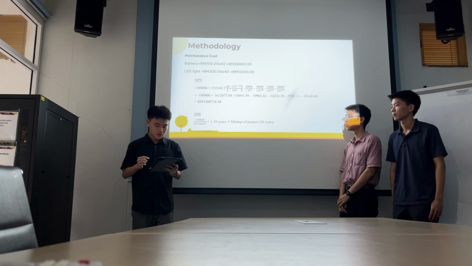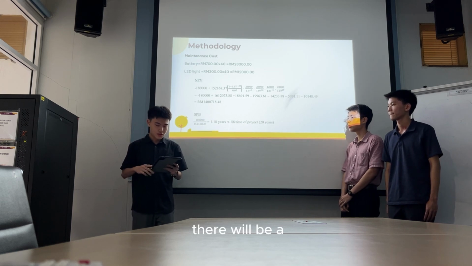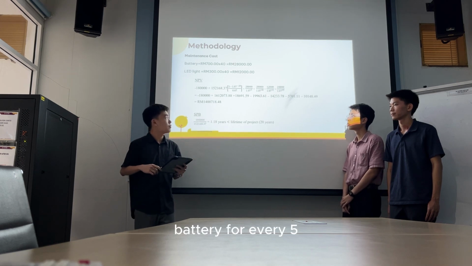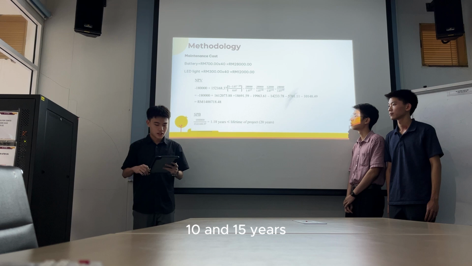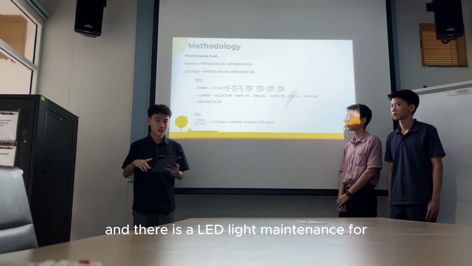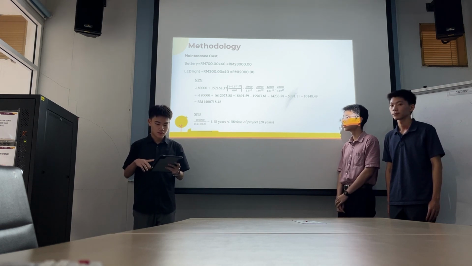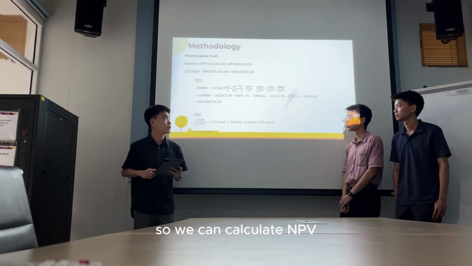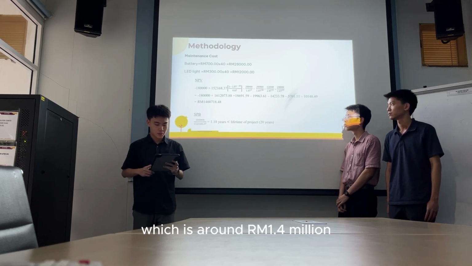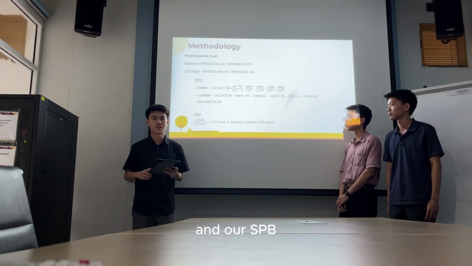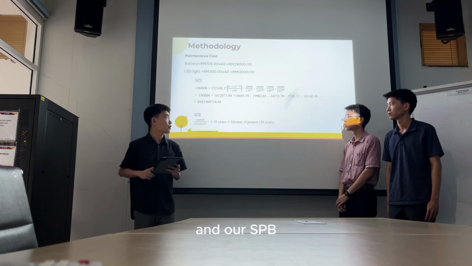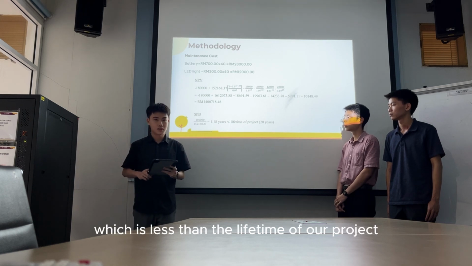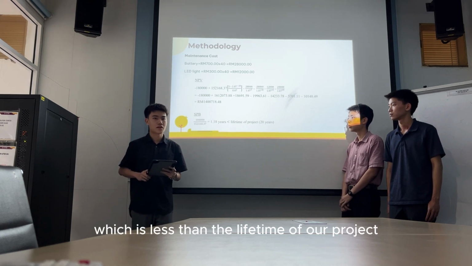So there will be a maintenance cost for the lithium battery for every 5, 10 and 15 years, and there is a LED light maintenance during the 11 years. So we can calculate our net present value, which is around 1.4 million ringgit, and our simple payback will be around 1.18 years, which is less than the lifetime of our project.